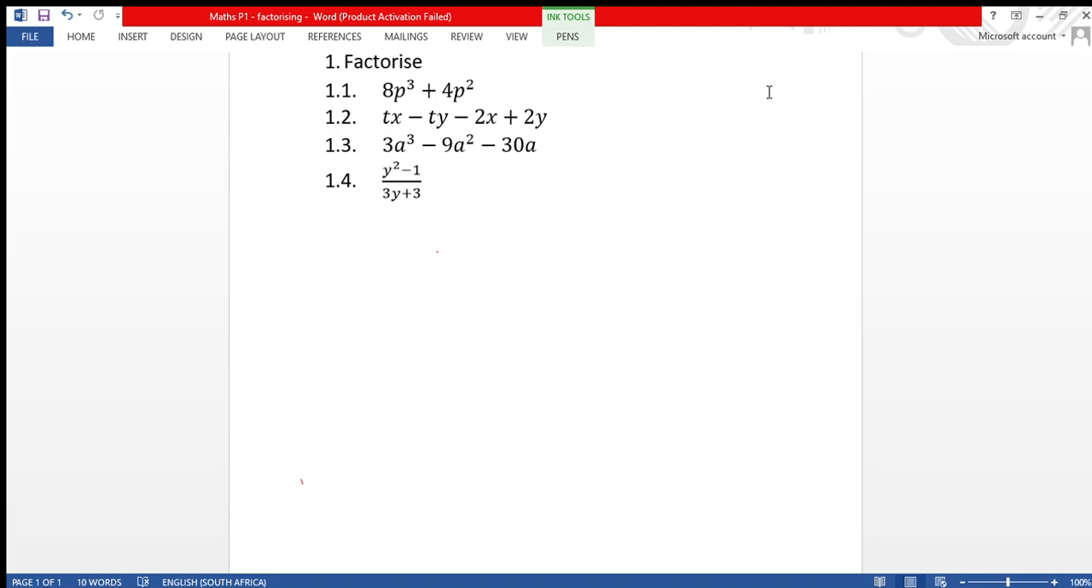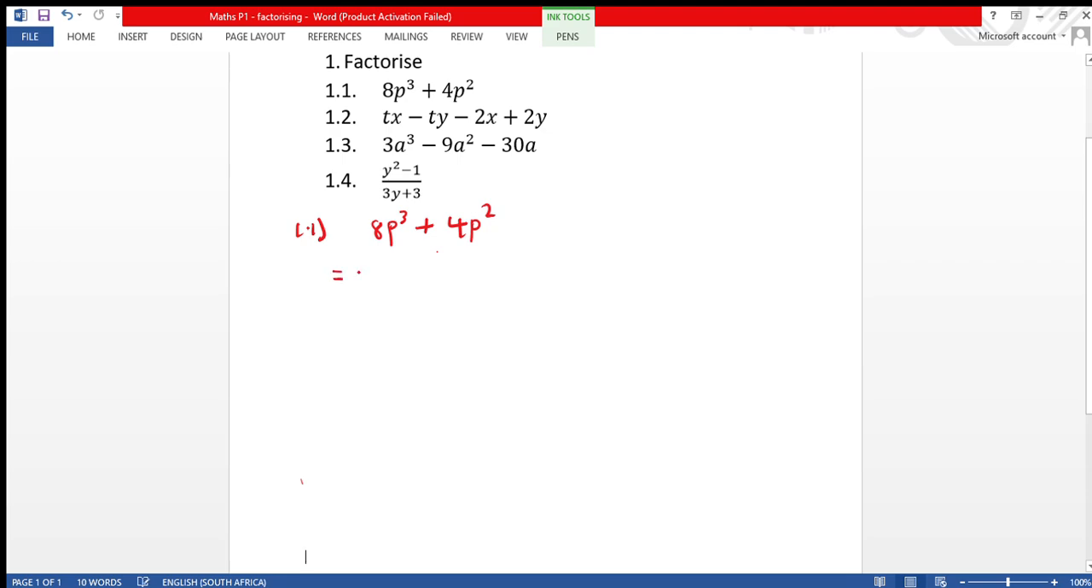Today we'll be doing a lesson on factorizing. We are still on algebraic expression. So let's start with the first question. We have 8p cubed plus 4p squared. So let's just write here 8p cubed plus 4p squared.